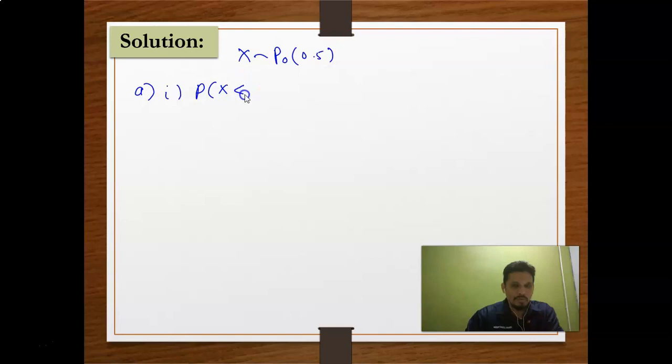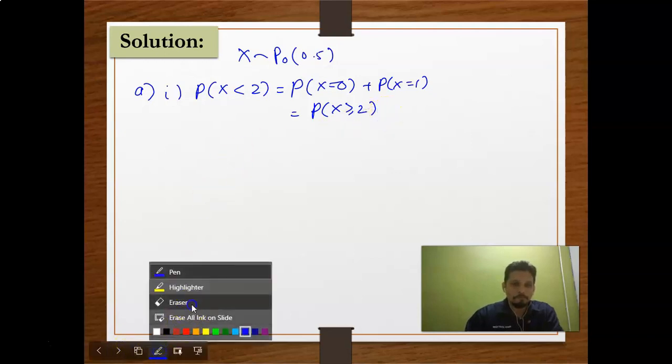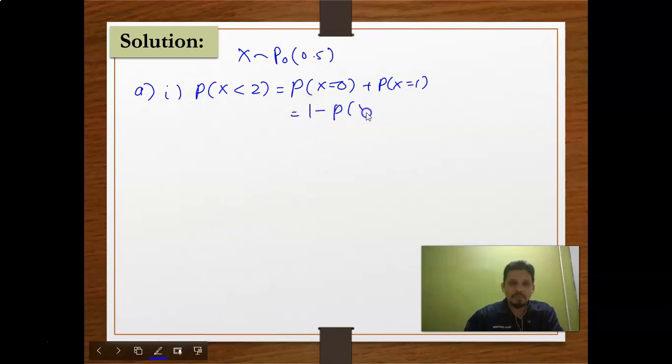Less than 2 is the probability of x equal to 0 plus the probability of x equal to 1. If you use the table, we come up with one minus the probability of x greater than or equal to 2. Okay, so from here, lambda is 0.5, turn to page 12.